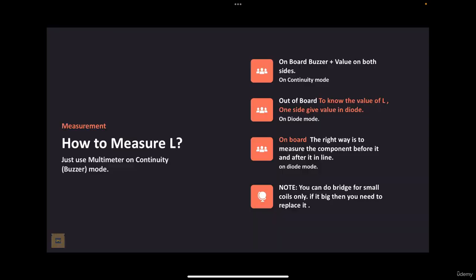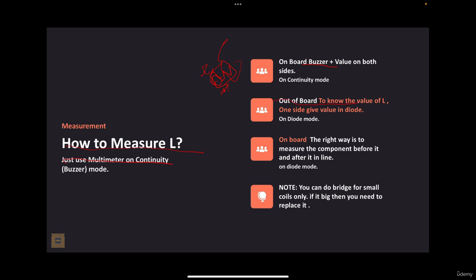How to measure a coil? Just use the multimeter on continuity. But here, unlike the capacitor, you will always get a buzzer. If you didn't get a buzzer, it means that this coil is not working at all. Why? Because a coil consists of a wire. There is a wire inside it. So you must get a buzzer here, which means that the coil inside is probably working.